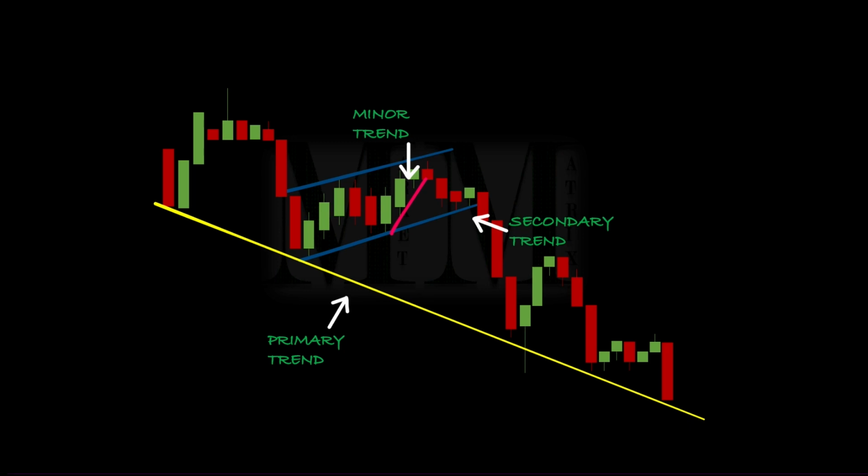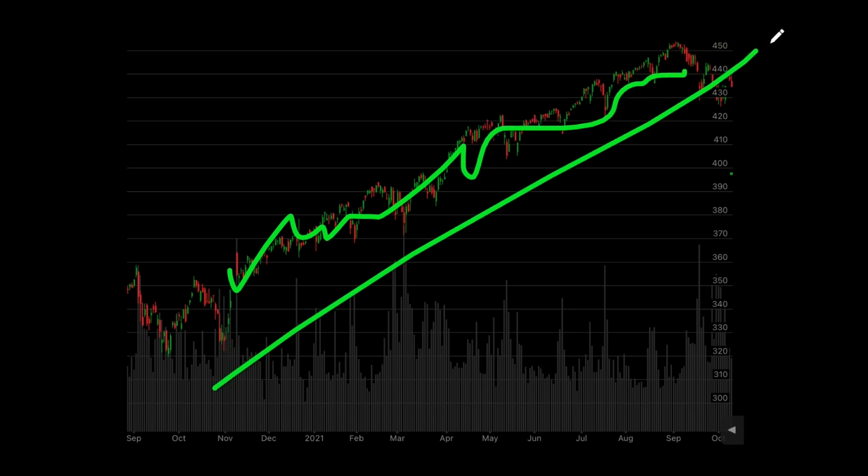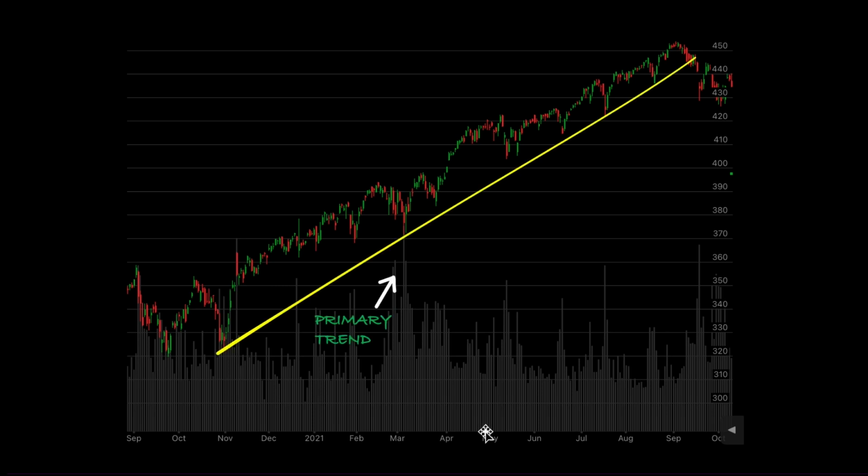So let's take a look at some examples. This is an S&P chart, SPY, that's the ticker symbol. And it's obvious that this is an uptrend. We see that from here, it's been going up, coming down, going up, coming down, going up, coming down. But this primary trend, we can tell that it is up. Boom. Primary trend is right there.